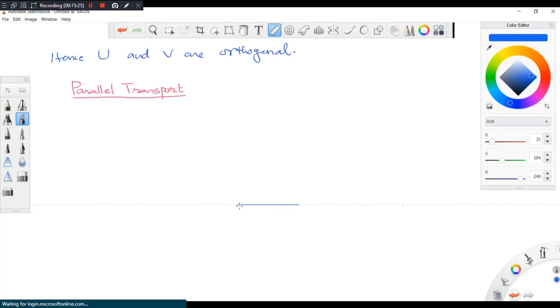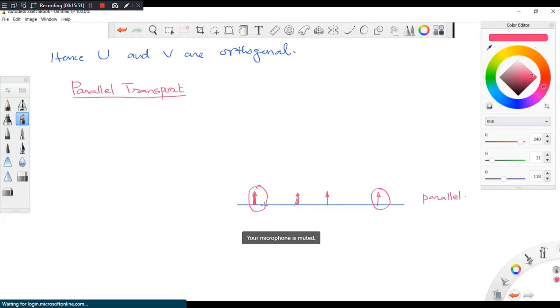Now if you look at the first vector and the last vector, what can you say? They are parallel. Do you follow me the concept? I am transporting the vector. What is the property of this vector? This vector is perpendicular to this line. The same way I am moving it, always it should be perpendicular to the line. So that means they are parallel.